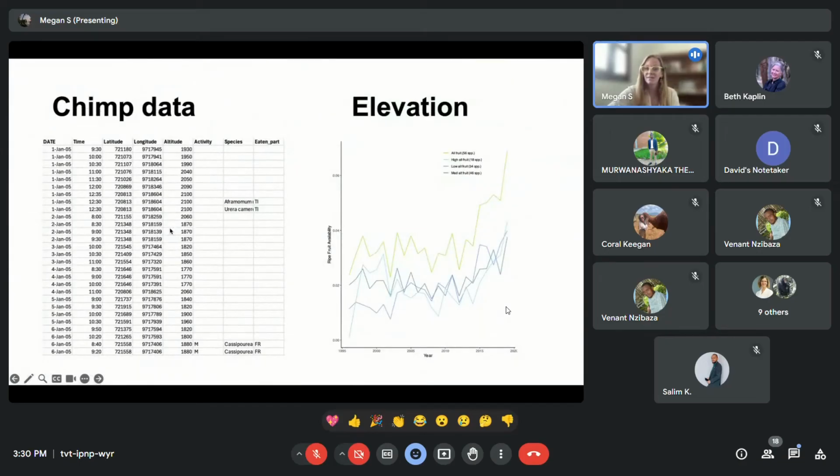I just want to share some of the things that I've been working on. These are not results that are done yet, but it did take some time to find the chimp data and clean it up a bit. Now I do have a bunch of this chimp data. It has information like the latitude and longitude of where the chimps were, the altitude they were at, and the species and the parts of the species that they were eating. That's really interesting, and we're going to be able to use that to look into some of these patterns that might be correlated with seasonal shifts in fruit availability.